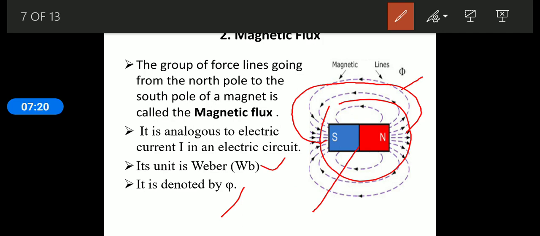The magnetic flux is nothing but the total number of lines of force in a magnetic field. The total number of lines of force in a magnetic field is called magnetic flux. It is denoted by phi, and the unit of magnetic flux is the Weber.